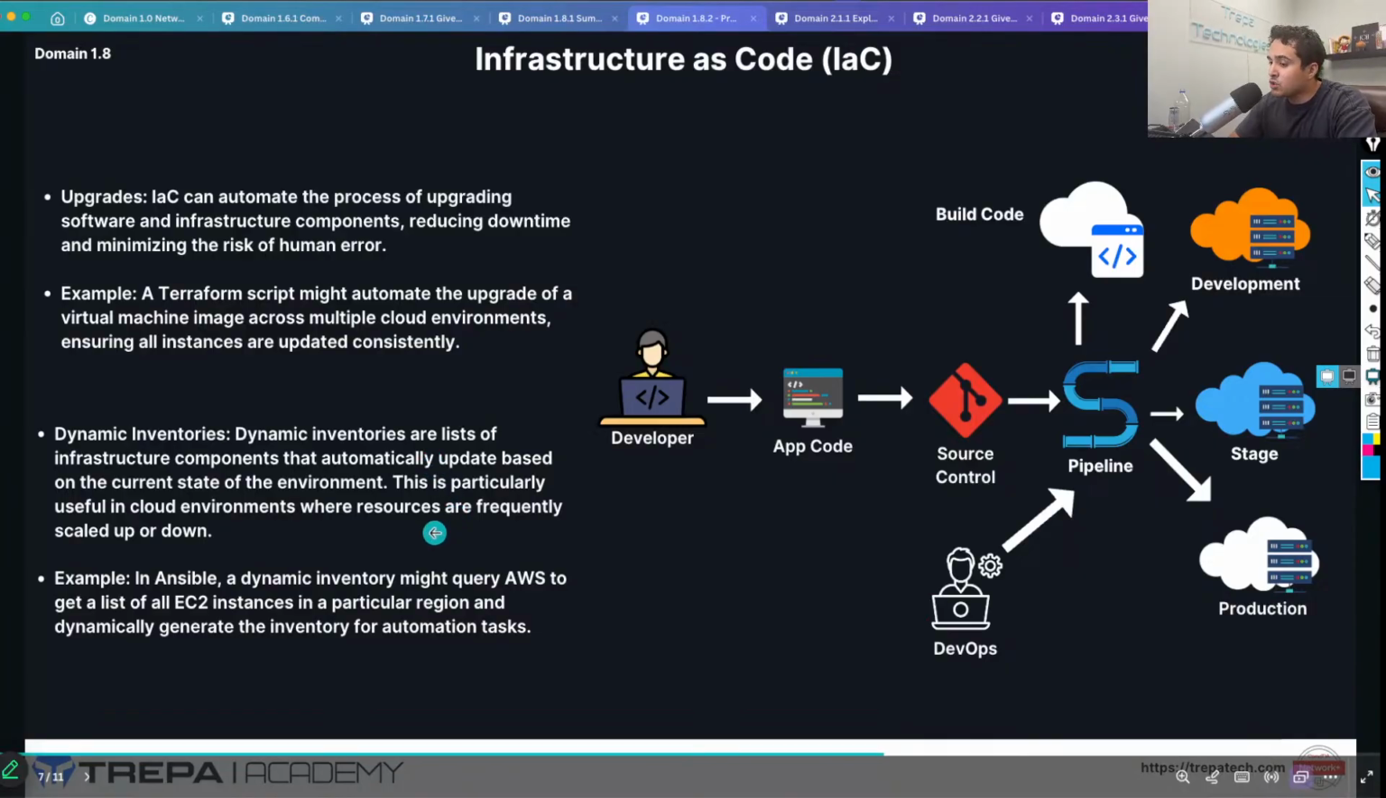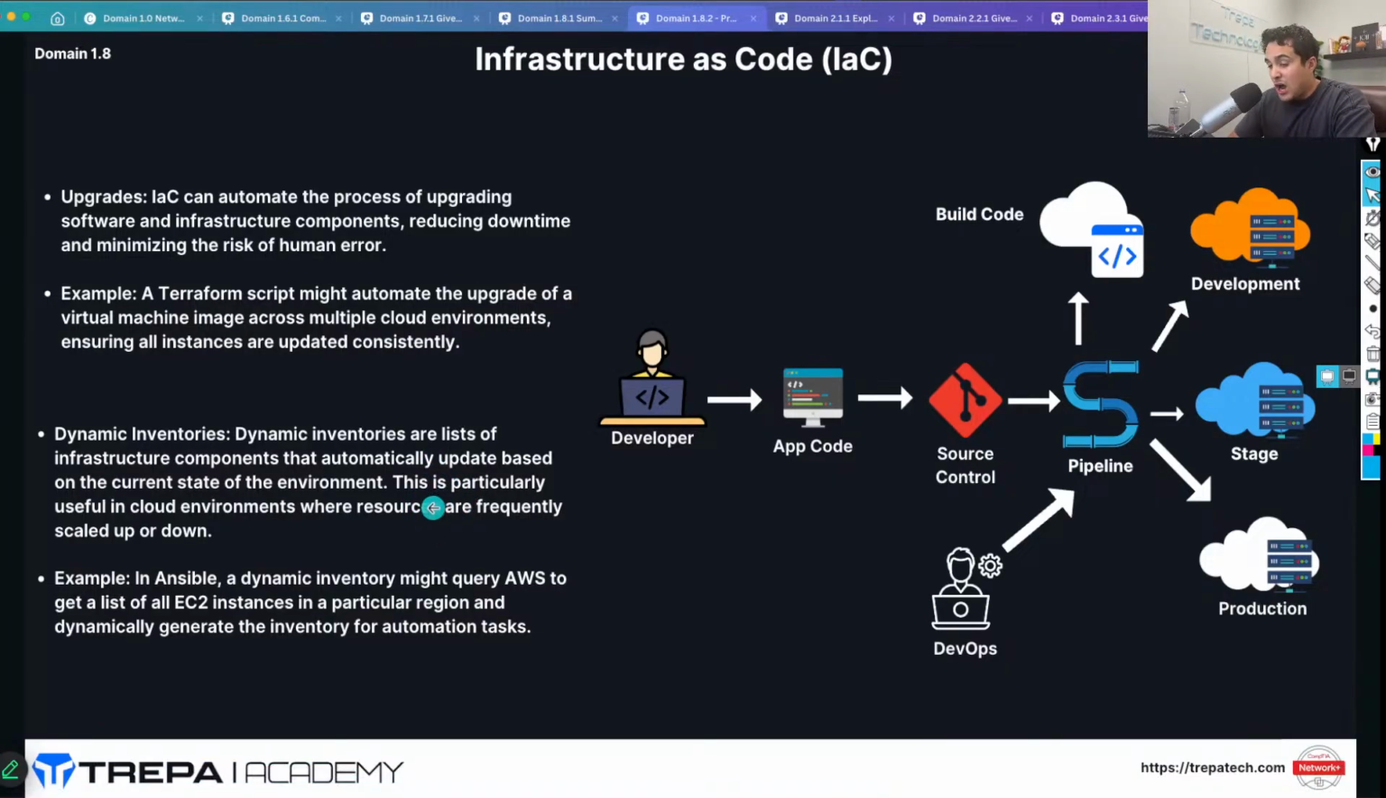And then dynamic inventories. Dynamic inventories are a list of infrastructure components that automatically update based on the current state of the environment. So imagine I have that Terraform, that Ansible playbook that's managing, configuring, and upgrading my infrastructure, but I need to know the IP addresses of that infrastructure. So maybe I have an inventory where I query my IP address management system like Nautobot, to make sure we're getting the most up-to-date IP addressing, and plug that into this playbook. That's a dynamic inventory, something that we request each time we run our script.